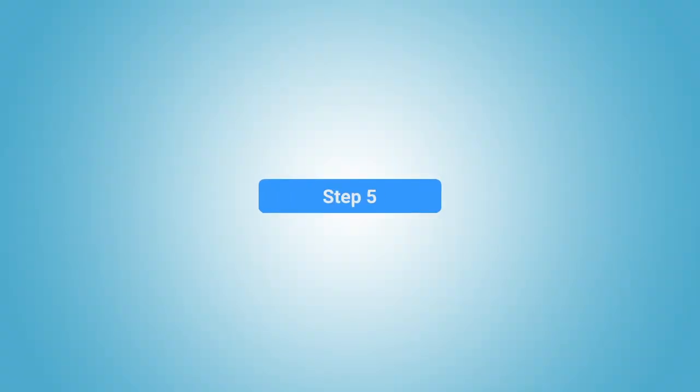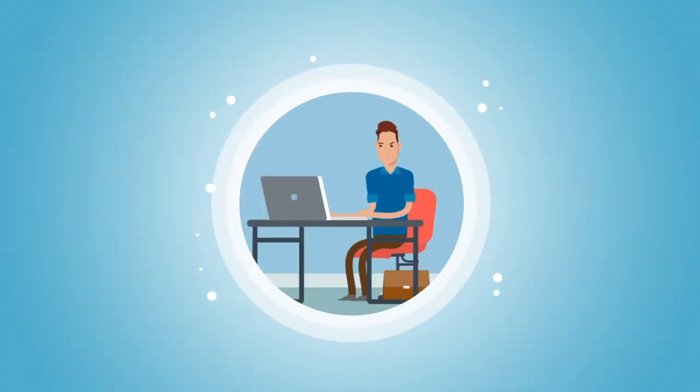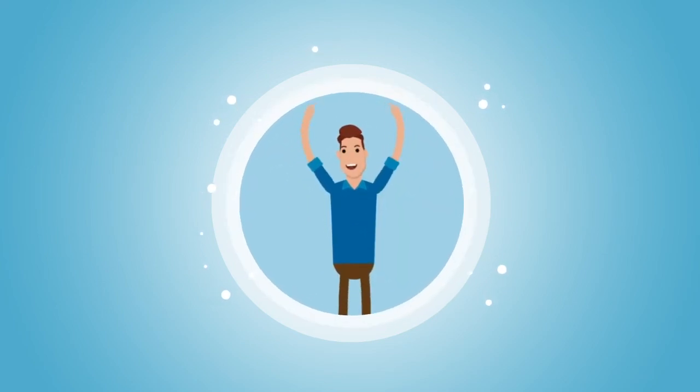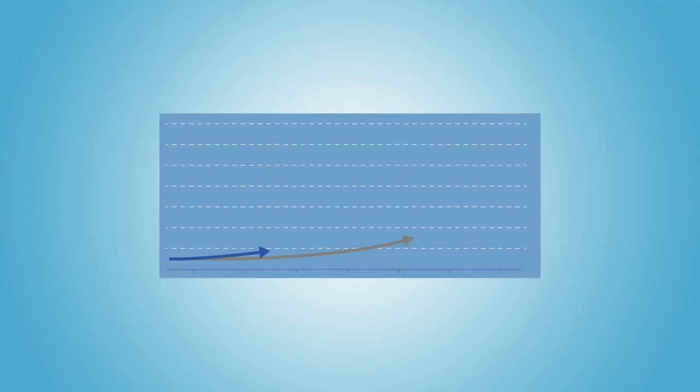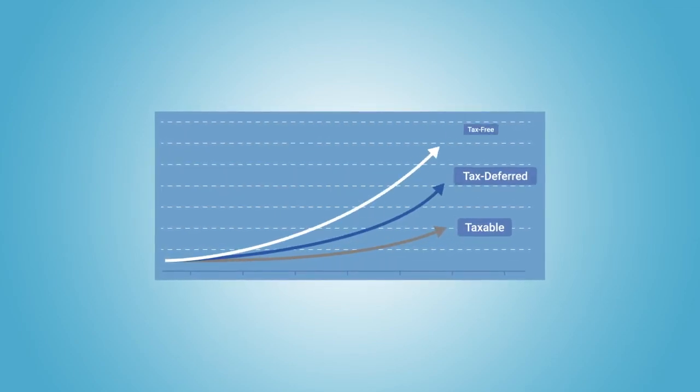Step 5. The borrower can easily make payments online. All income goes back into your account. Based on your account type, any profits from your investment will grow either tax-deferred or tax-free.